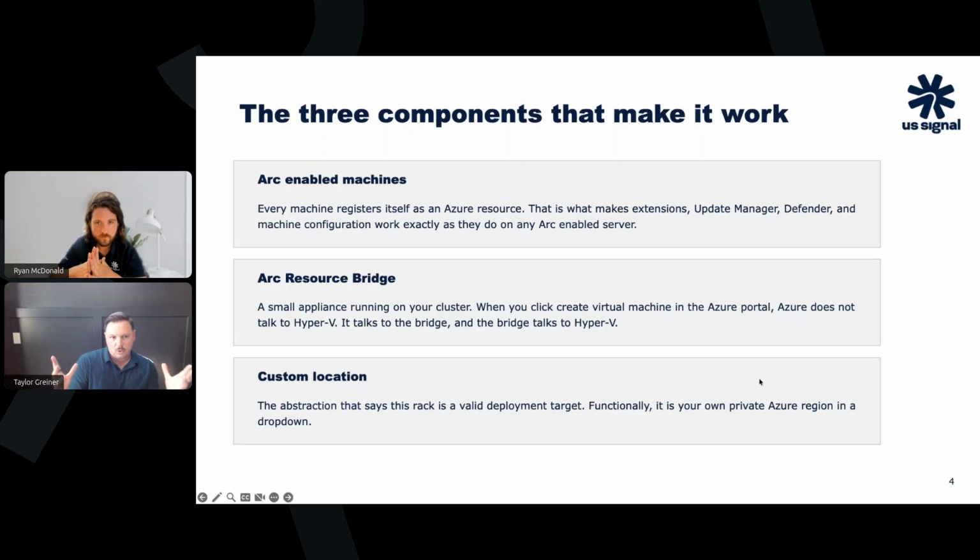So ultimately, three components that you need to make this work. You need your Arc-enabled machines. This is what's going to allow us to communicate back to Azure. We need that resource bridge, and then the location of where we want to run these things. And as we have there, functionally, it's a private Azure region. So rather than seeing East US 2, you would actually see your custom location there to be able to deploy your resources.